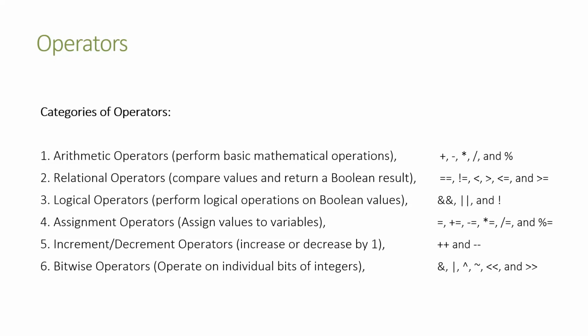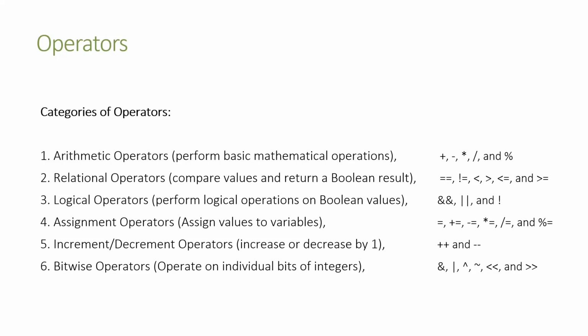2. Relational operators compare values and return a Boolean result. Examples: equal, not equal, less than, greater than, less than or equal to, and greater than or equal to. 3. Logical operators perform logical operations on Boolean values. Examples: logical and, logical or, and logical not. 4. Assignment operators assign values to variables. Examples: assignment, add and assign, and so forth.